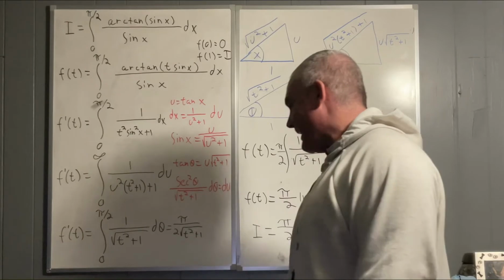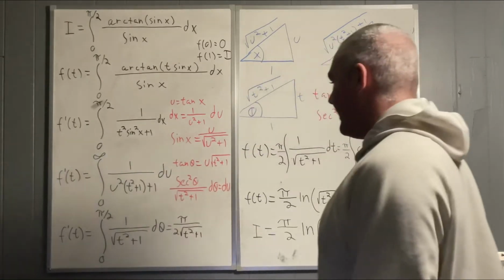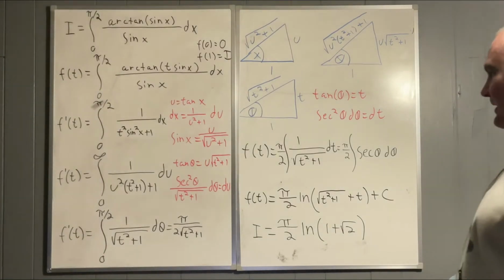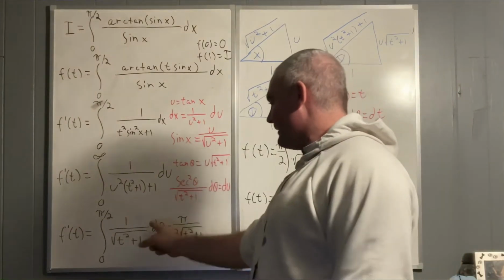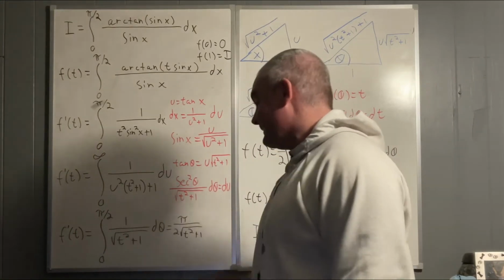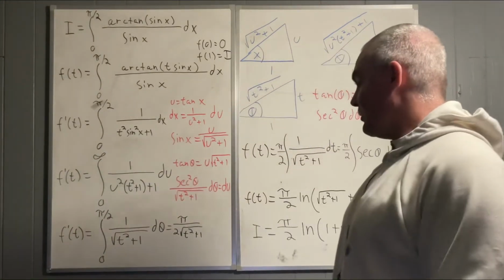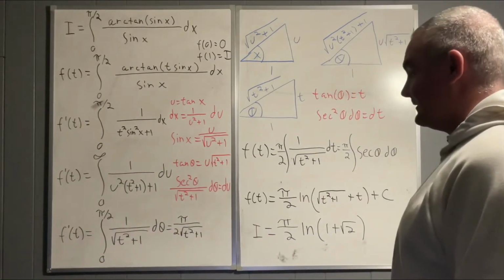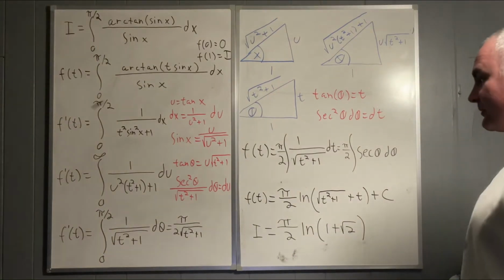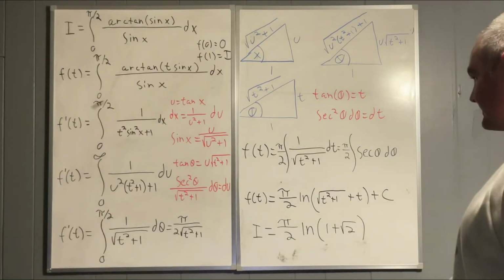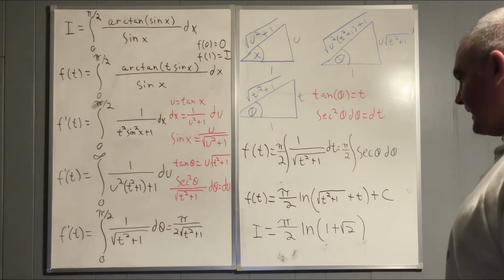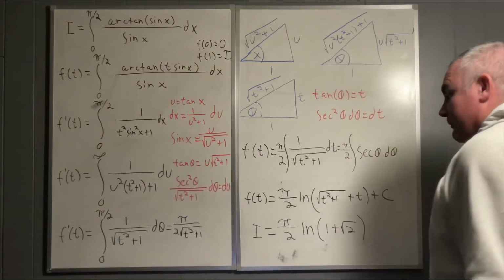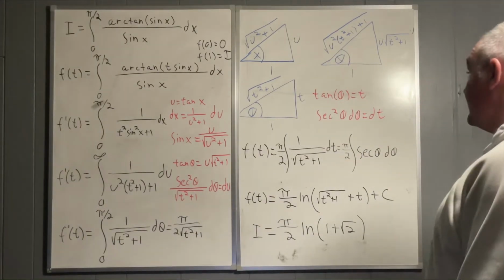I was pulling my hair out at this step. I knew it should work and it wasn't, and the reason was that this is a constant. This is just a constant. So basically bring this outside the integral, and it's the integral from 0 to pi over 2 d theta times 1 over the square root of t squared plus 1. Yeah, that was kind of a beginner's mistake on my part, but I did it. Anyway, so this is our f prime of t. It's just pi over 2 times 1 over the square root of t squared plus 1.